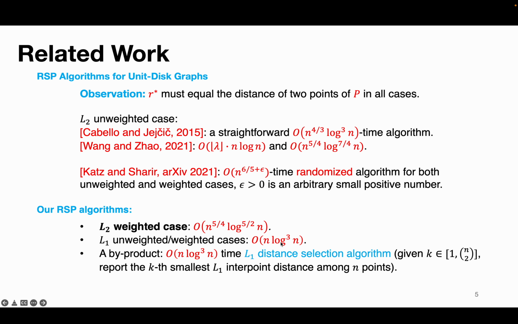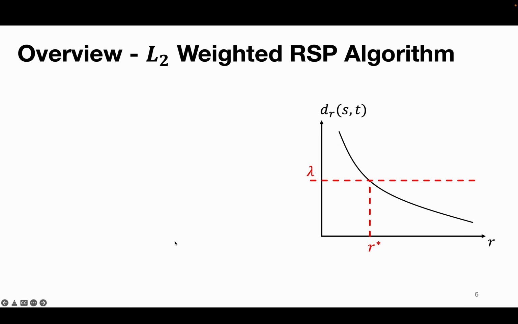We also have a byproduct which is an L1 distance selection algorithm. This algorithm will report the k-th smallest L1 interpoint distance among n points. And the running time of this byproduct is n log cubic n time. Due to the time limit, I'll mainly focus on the L2 weighted algorithm. Our results have been presented in another workshop.